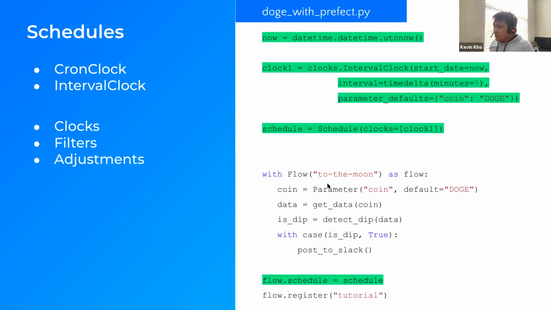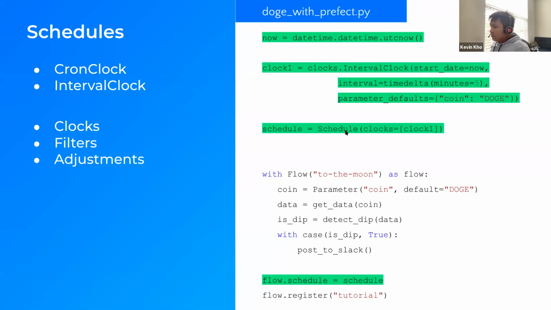So on the Prefect side, I'm gonna make a new clock, and the start date is now, which is just datetime.utcnow. And then I have a timedelta of 5 minutes. And notice I can pass in a parameter to this clock. So parameters are associated with clocks. So if I wanted to have 2 different clocks, like one for Doge, one for Bitcoin, then I could just make 2 clocks and have this flow run both of those clocks, right?